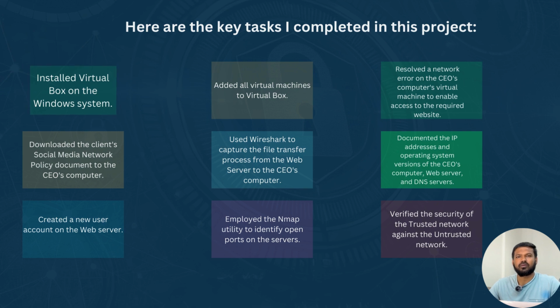Installed VirtualBox on a Windows system. Added all necessary virtual machines to VirtualBox. Fixed a network error on the CEO's virtual machine, allowing access to a crucial website. Downloaded the client's social media network policy document to the CEO's computer. Used Wireshark to capture the file transfer process from the web server to the CEO's computer.